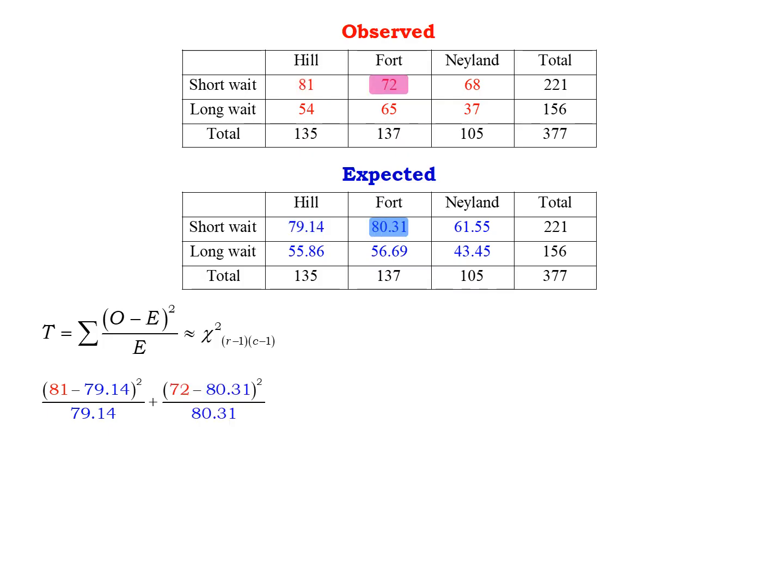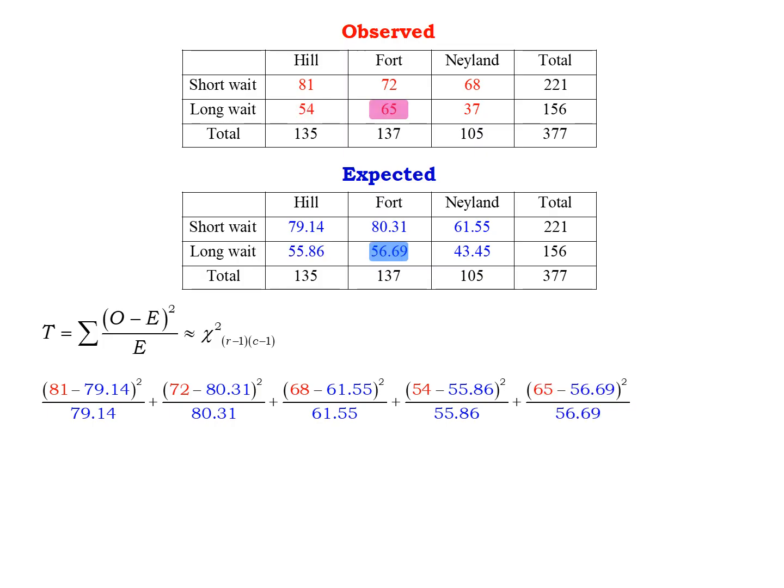So for the fort route, when it comes to short waits, we observed 72. We expected 80.31. We're going to add to that the amount of error we have for the Nealon route with short waits. And then we'll move on to the long waits, and just take it one at a time. Observed minus expected squared over expected. Do it again for the next category until we run out of categories.